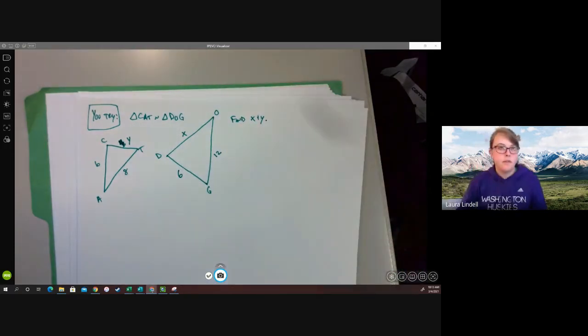All right, so for this one, you're finding X and Y. So go ahead, give this one a try. When you think you've got both X and Y, type got it in the chat. And I'll kind of give us little hints along the way if anyone gets stuck.